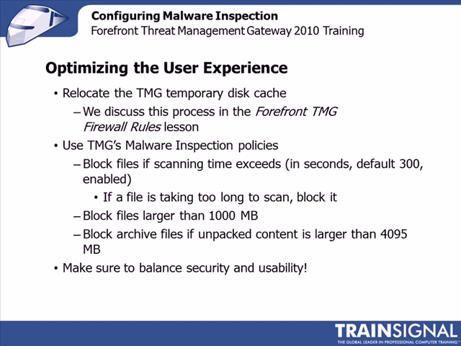By default, blocking files larger than 1,000 megabytes is another way that Threat Management Gateway helps make sure that the user experience is not negatively impacted. But again, that can have negative consequences when it comes to the overall ability for users to get their work done. And again, blocking archive files with unpacked content larger than 4 gigs, likewise. The overarching theme here is to make sure that you're balancing security and user experience, and your judgment is incredibly important in this whole process.